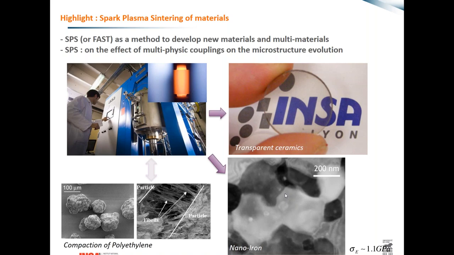Why I'm talking about spark plasma sintering is because it's a method which uses current in order to sinter. And it's quite close to a Gleeble machine. So I will give you one or two examples of some of the same studies that we have done in the Gleeble machines compared with a spark plasma sintering machine.